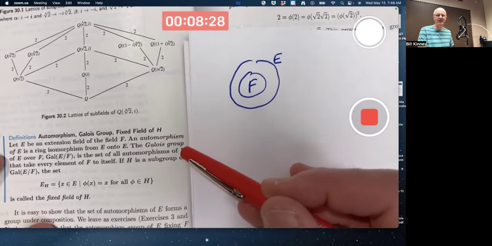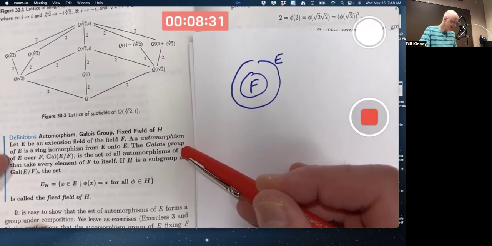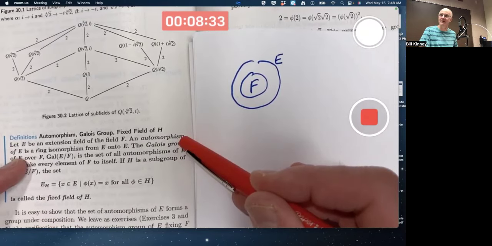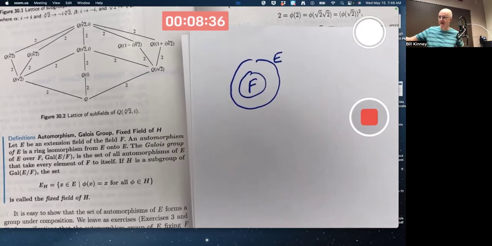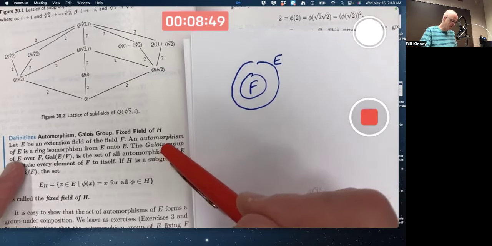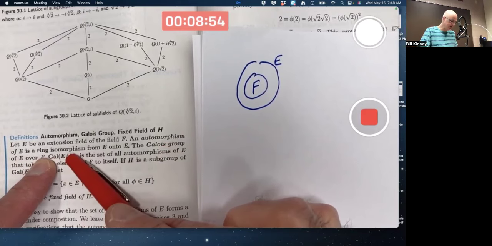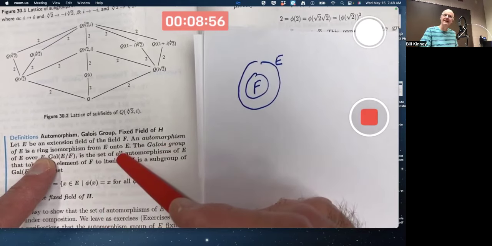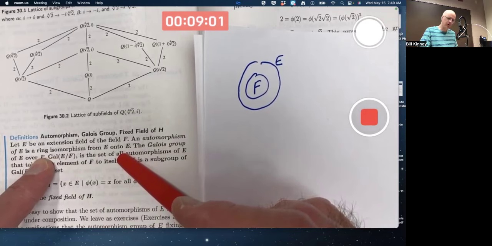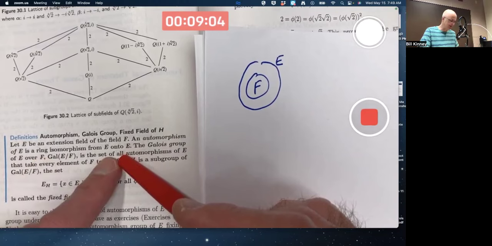Next sentence, an automorphism of E. Oh, there's that word again, automorphism. What was an automorphism in group theory? An automorphism in group theory was a group isomorphism from a group to itself, auto meaning self. An automorphism of a field E is a ring isomorphism from E to itself. E is a field, but remember, fields are rings. So it's not a problem to call it a ring isomorphism. But again, from E to itself.